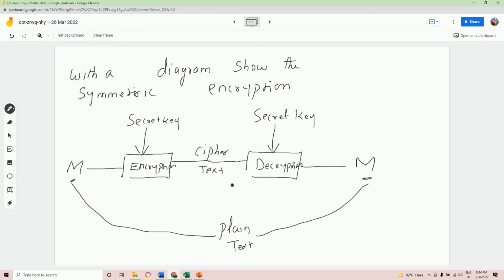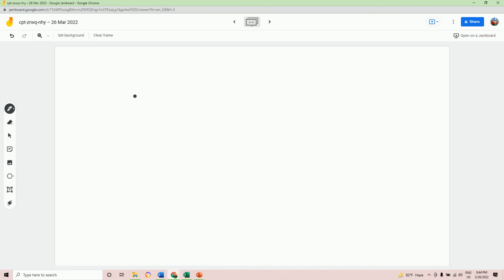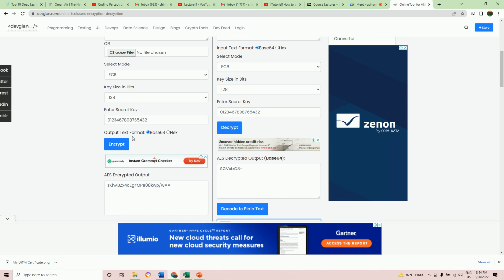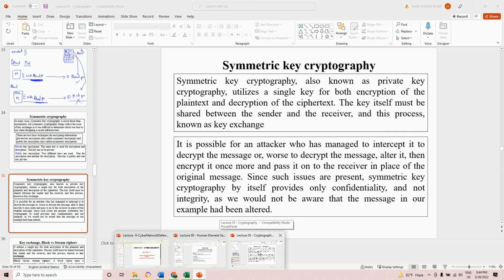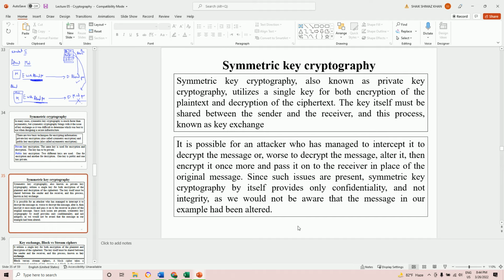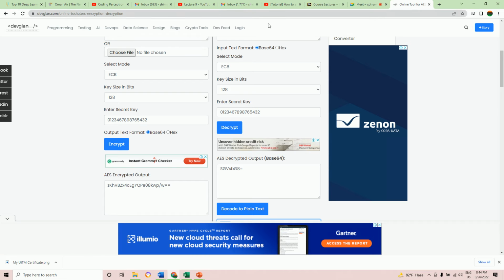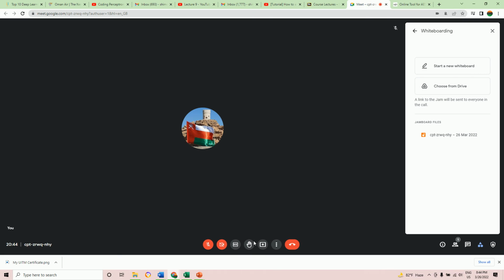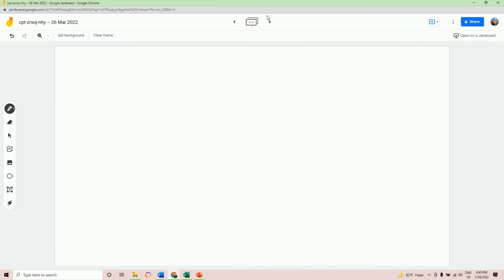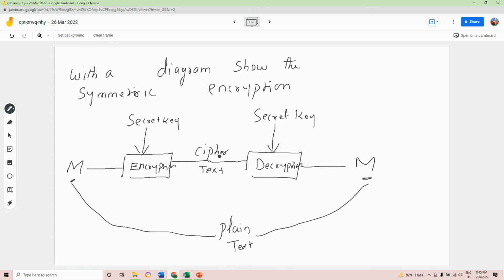Okay, now in the symmetric encryption technique, please understand, there is no authentication. You cannot verify the integrity of the data. Okay, if suppose somebody changing the data, there is no way to verify the integrity of the data.